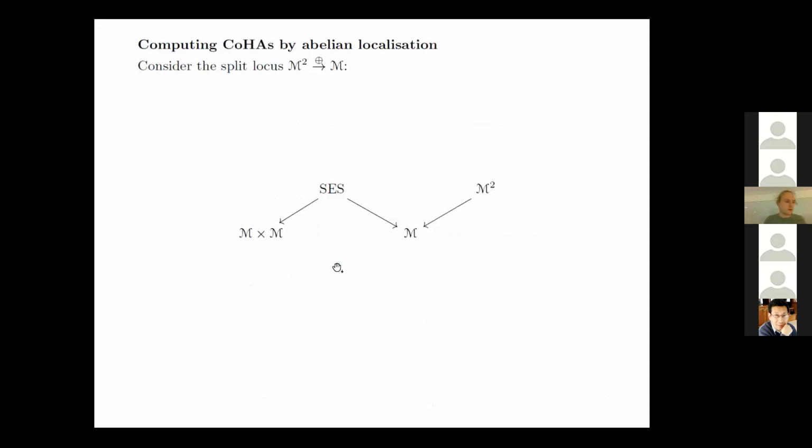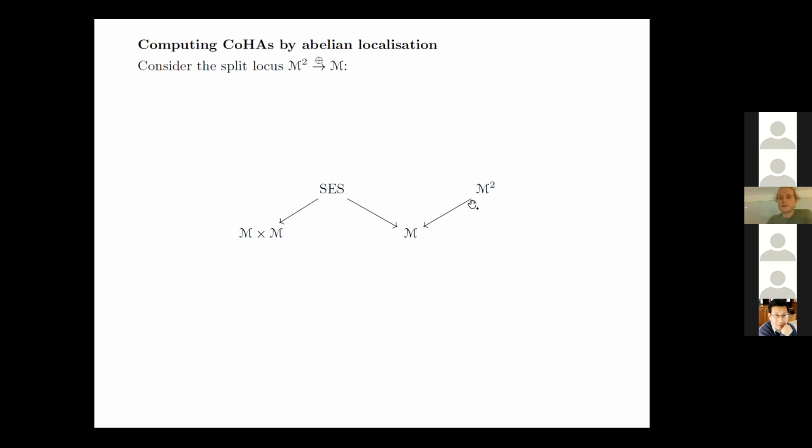All right. So I'll now talk about a sketch of how you might actually prove this. So we're doing time. Okay. So the basic idea is that you consider the split locus, the locus of objects in this abelian category which are sums of two objects.